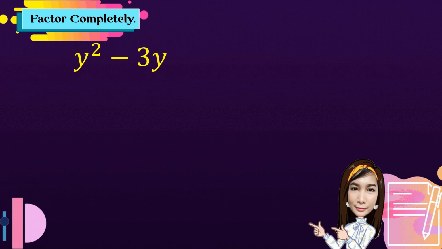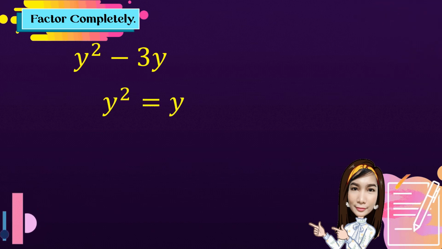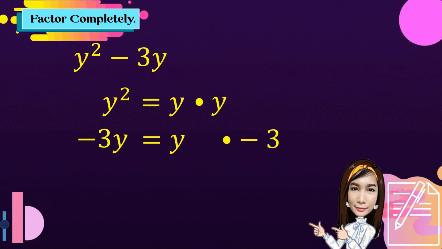Next, given a binomial y squared minus 3y. Let's start with the first term, y squared. And y squared can be factored as y times y. Then we have the second term, negative 3y. Now as you can see, that minus becomes the sign of the succeeding or next term. And negative 3y can be factored as y times negative 3.